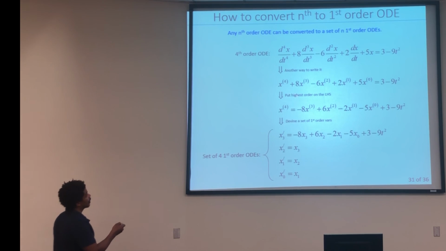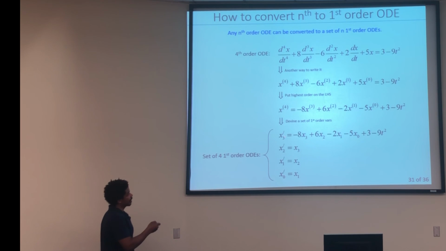Then what you do here is put all this stuff on the right-hand side and put the highest order on the left-hand side. So that's what this equation is right here. Then you take this equation and make a set of equations. If this is fourth order, you're going to end up with 4 equations.